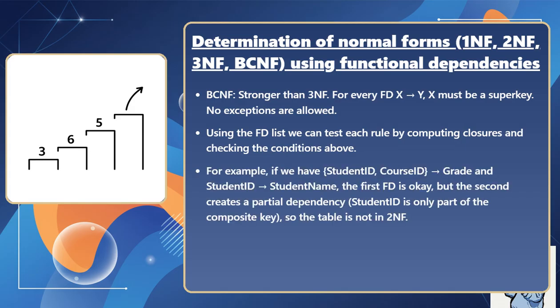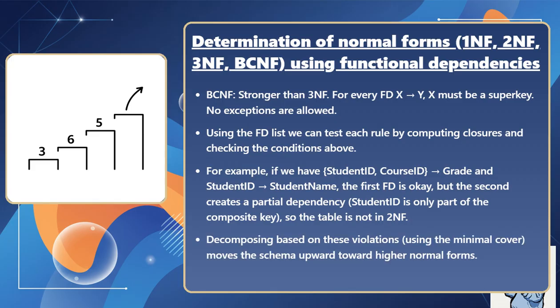above. For example, if we have student ID and course ID determines grade, and student ID determines student name, the first FD is okay. But the second creates a partial dependency. Student ID is only part of the composite key, so the table is not in 2NF. Decomposing based on these violations, using the minimal cover, moves the schema upward toward higher normal forms.